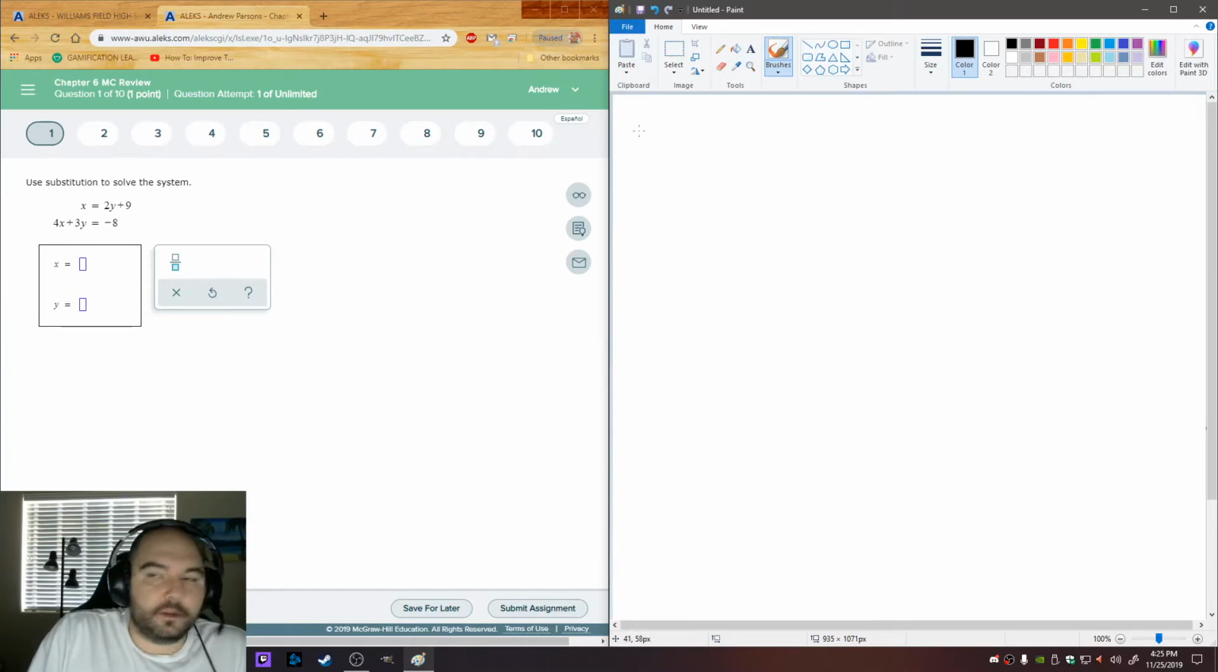So here's what I'm going to do. I guess I could write the problem down, but I don't want to. I'm going to start by just writing the second line. So the second line was 4x plus 3y, but I'm not going to write x. I'm going to take the x out and write 4 times 2y plus 9 plus 3y equals -8.